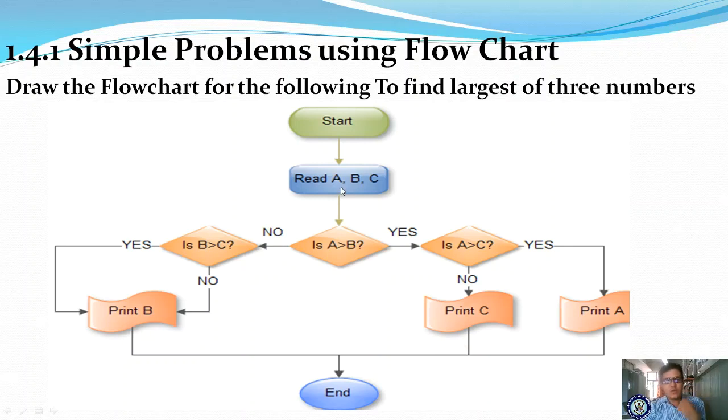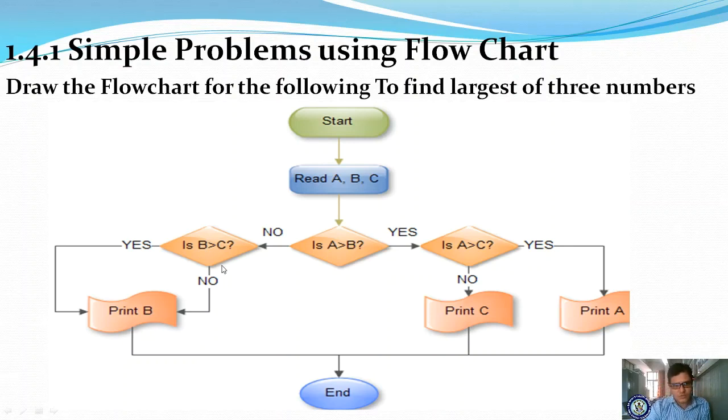For example, when I am taking the decision of a greater than b is false, it comes to the no statement, and it once again checks if b is greater than c. If a greater than b is false, it means b is greater than a, then b has to be compared with c, right? If b is greater than c, if it is yes, then what we have to do? It has to print b. If it is no, then which statement has to print? Observe here, here it is a mistake.